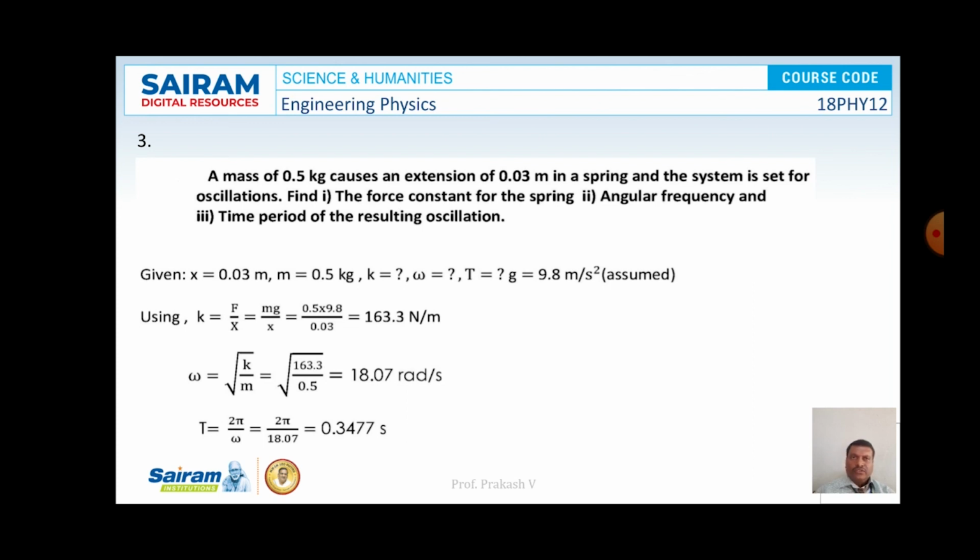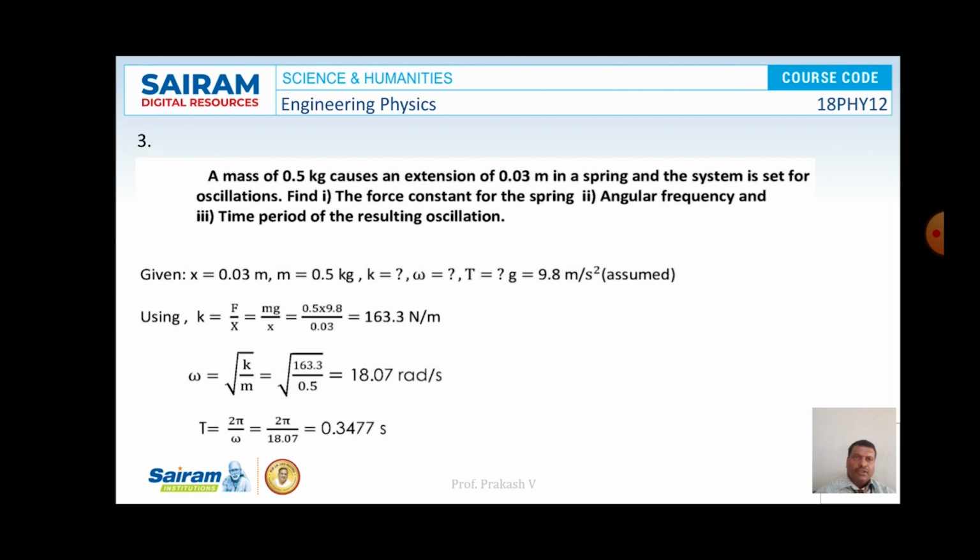Now let us use the formula k is equal to F by x. F is nothing but mg, so k is equal to mg by x. So substitute the contents, that is 0.5 into 9.8 by 0.03. So the value of k is equal to 163.3 Newton per meter. And we know that omega is equal to square root of k by m.